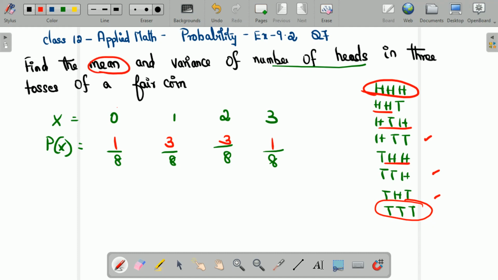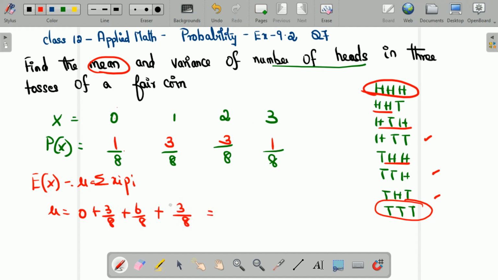Let's work on calculating the mean. So mean E of X is nothing but mu, which is equal to the sum of xi pi. So let's compute. Mu is going to be equal to 0 into 1 by 8, which is 0. 1 into 3 by 8 is 3 by 8, plus 2 into 3 by 8 is 6 by 8, and 3 into 1 by 8 is 3 by 8. So you add it up. This is going to be 12 by 8. 12 by 8 in simplest form is equal to 3 by 2. So the mean is equal to 3 by 2.